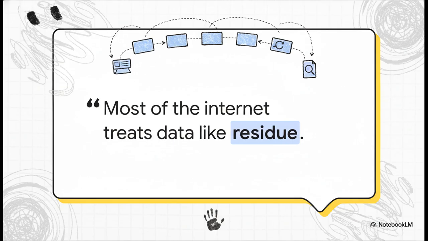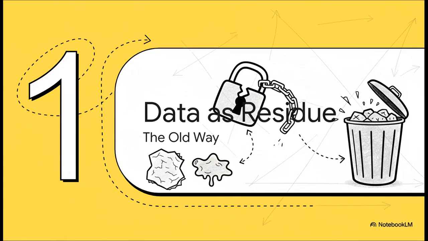I mean, just let that sink in for a second. Residue. Something left over, unimportant, right? But is that really what all your contributions online are? Just digital scraps? So let's dig into this. What does it actually mean for data to be treated like residue? What does that look like in our day-to-day lives online?